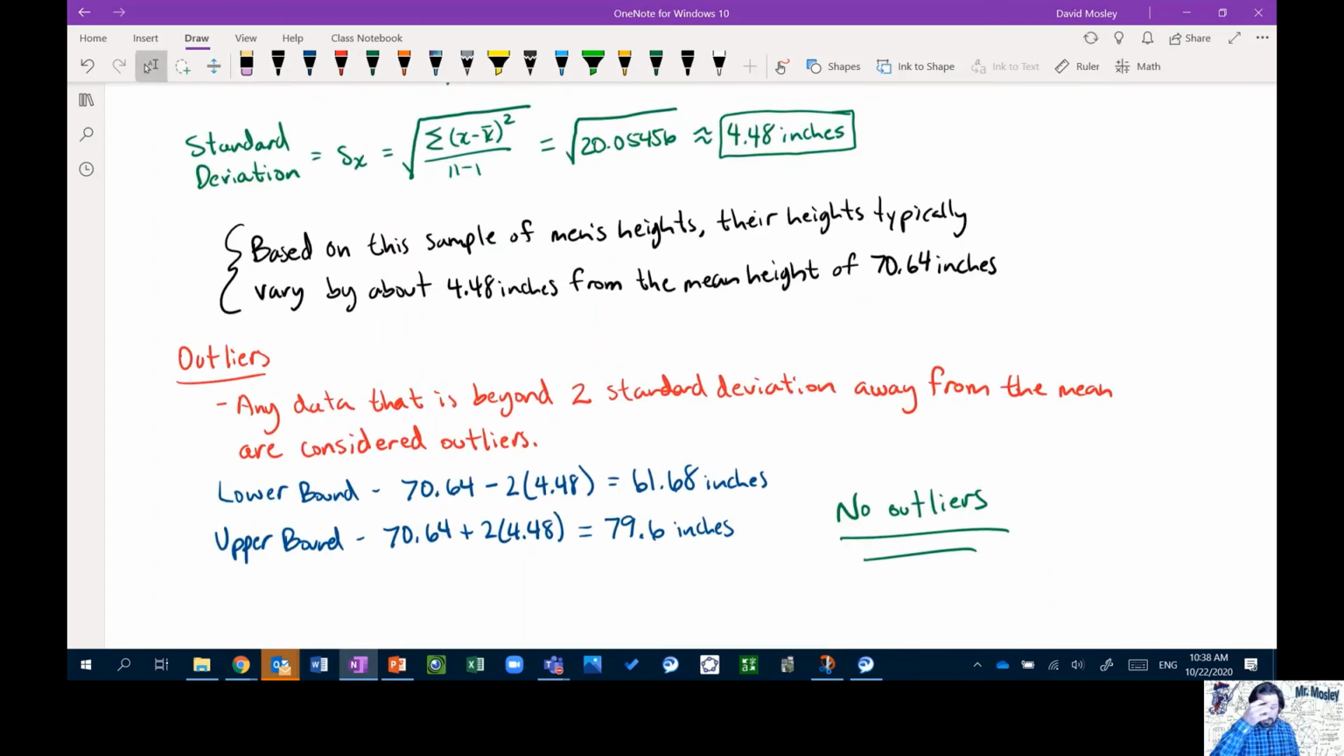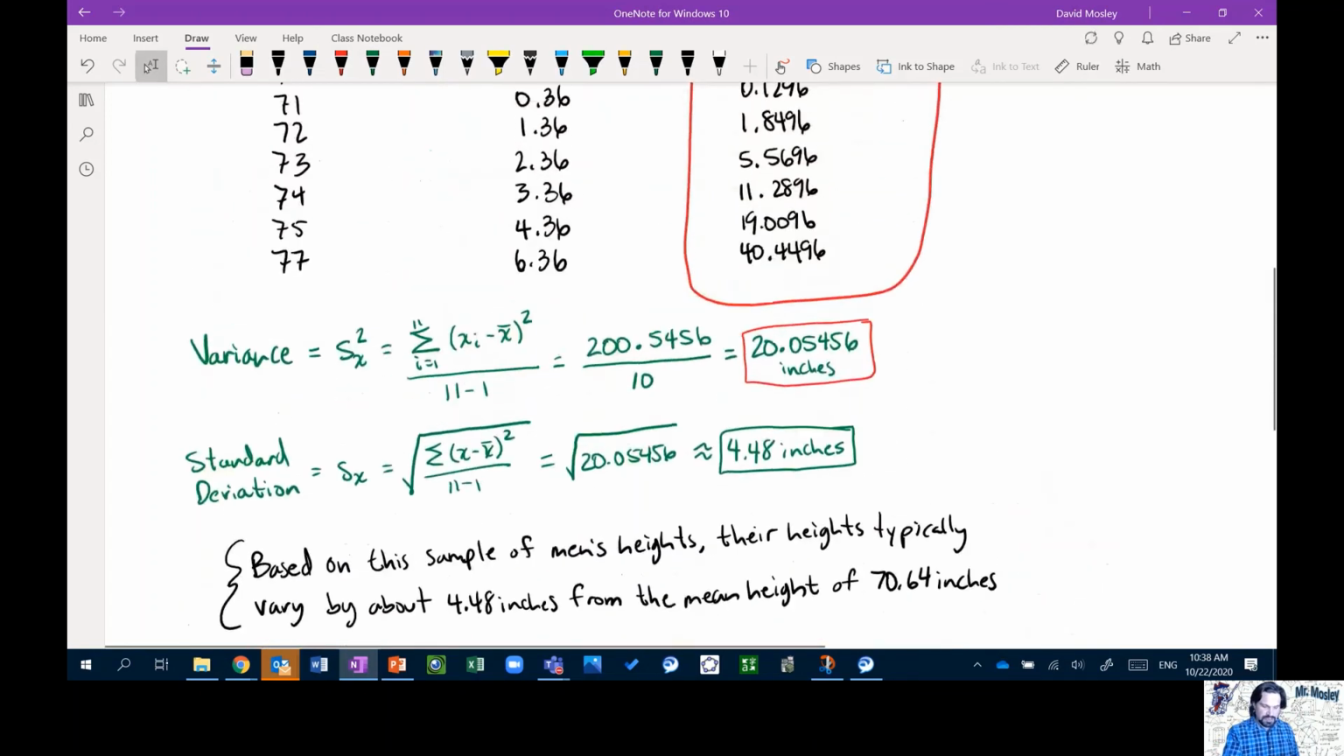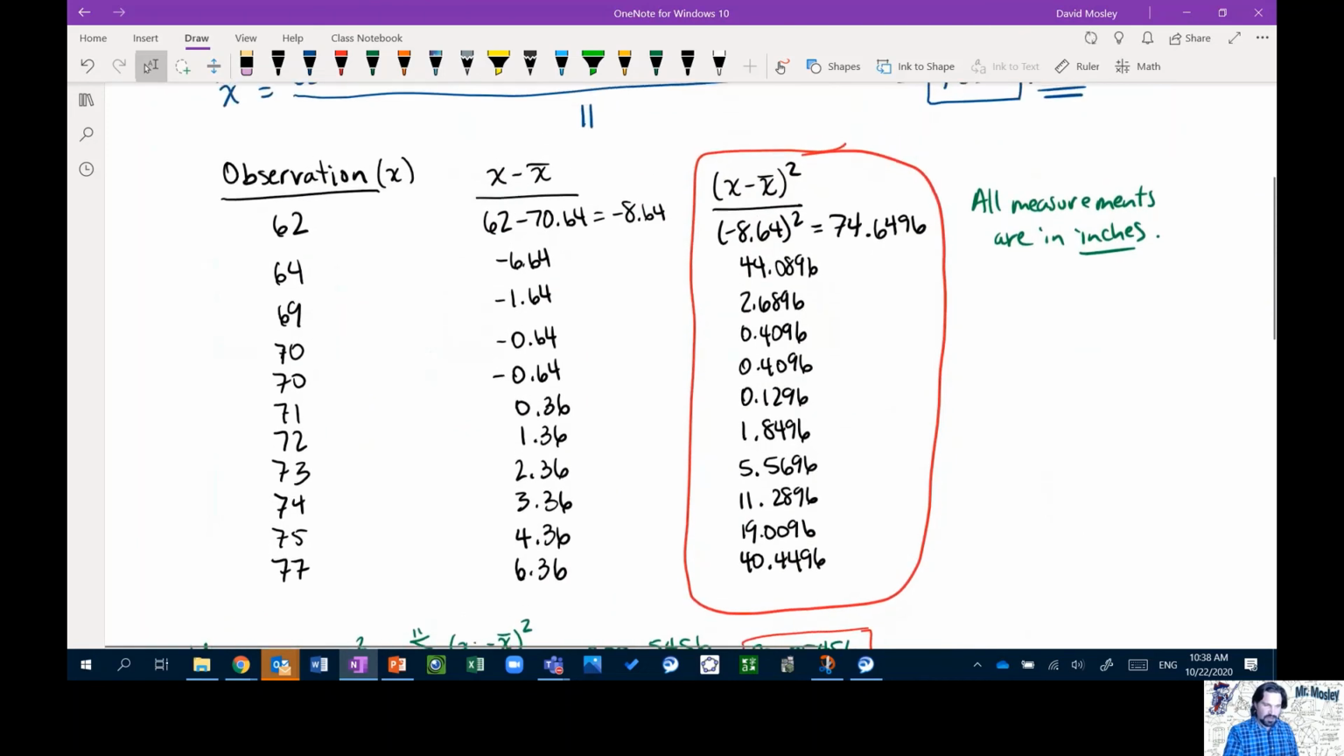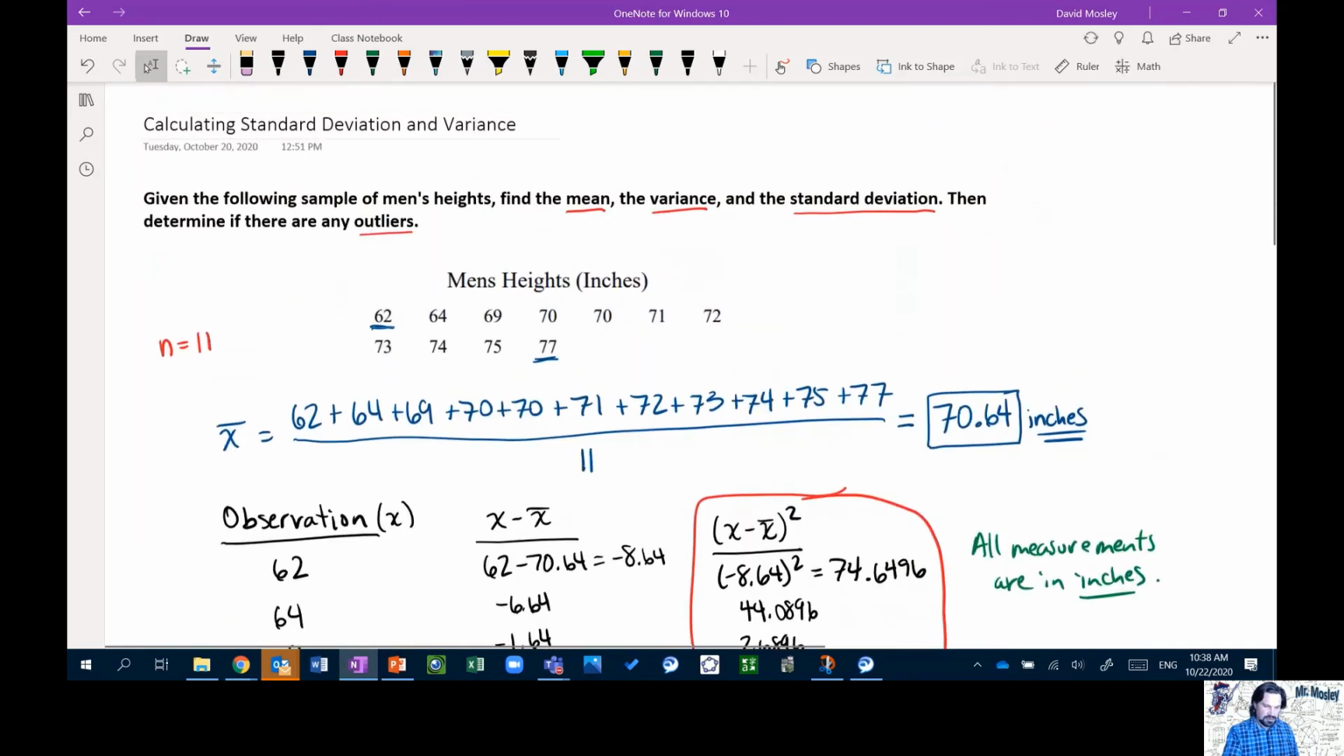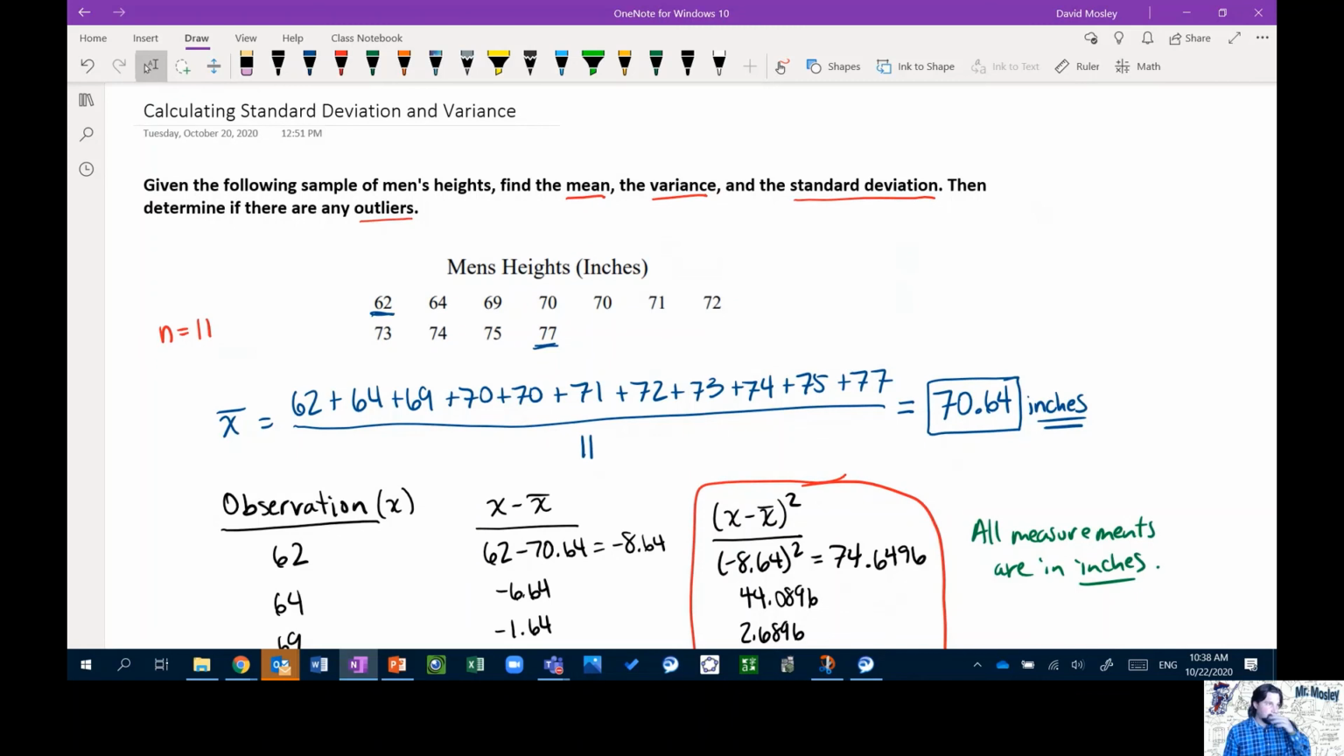All right. And so that is a brief example on how to find our variance and standard deviation, and then how to use that to check for outliers.